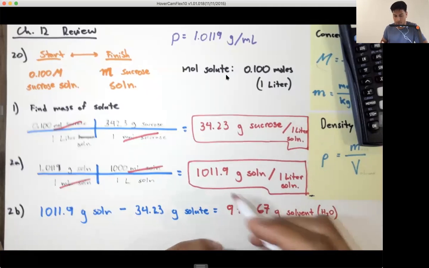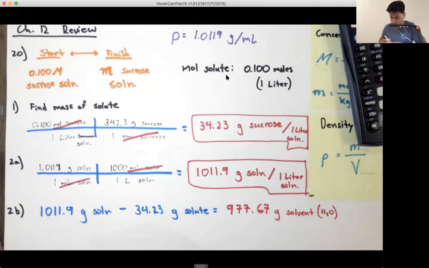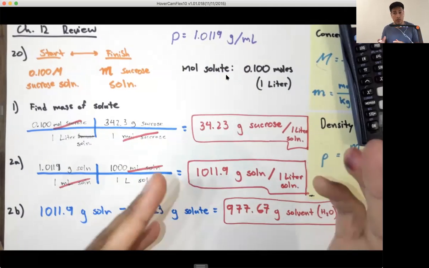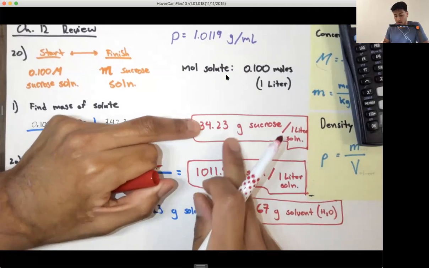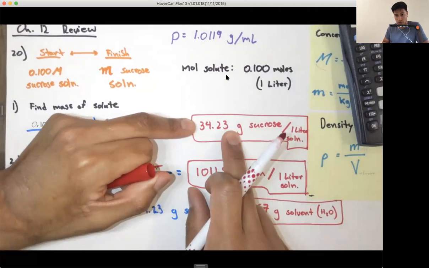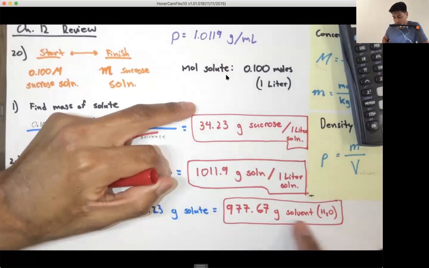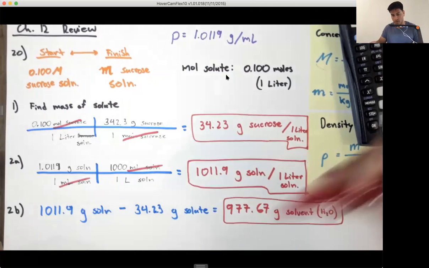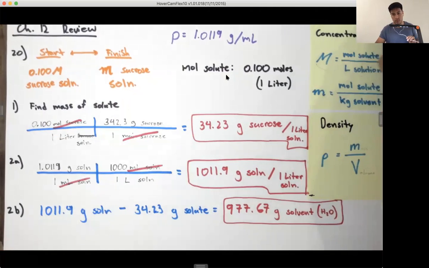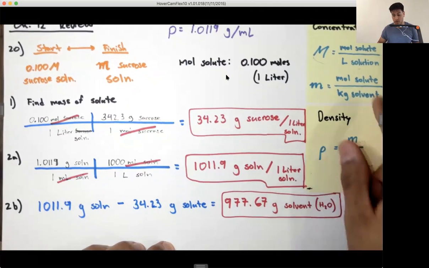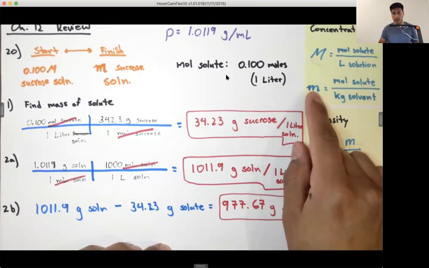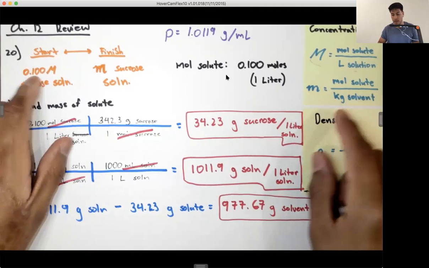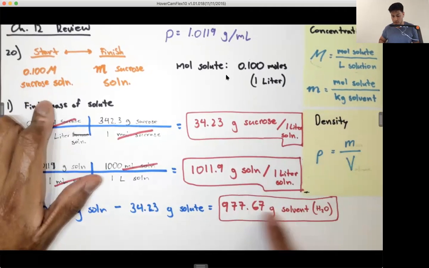Okay, water, H2O, right? And then remember that this is all per liter, per 1 liter, okay? So I'm not even going to write that. We know that in 1 liter of the solution, the sucrose has a mass of 34.23 grams, and the water has a mass of 977.67 grams, okay? Are we done? We found the mass of the solvent, but let's look at molality. Molality is moles of solute, which we know from the beginning, right? Over kilograms of solvent. So is this going to fly?